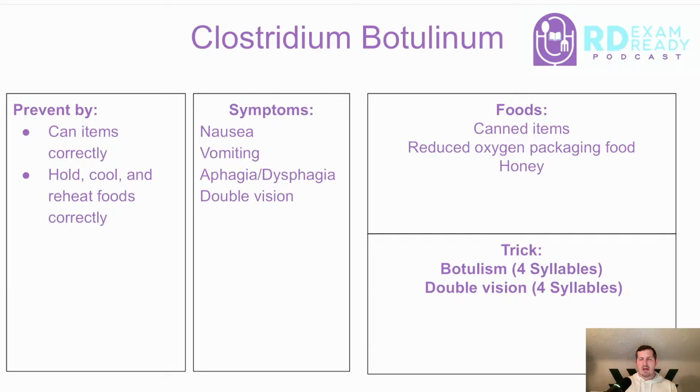My trick that I thought of for botulism, I'm really familiar with this one, so I don't always need a trick. It's a very lethal one, so it's one that I keep in my back pocket all the time. But that being said, my trick is botulism, double vision. Okay, so I thought of 4 syllables for those to associate some of those symptoms that we think of. Or here's another one, botulism, anaerobic. Okay, so 4 syllables for each to think of just some associations of the type of foods that we would think of for botulism there.